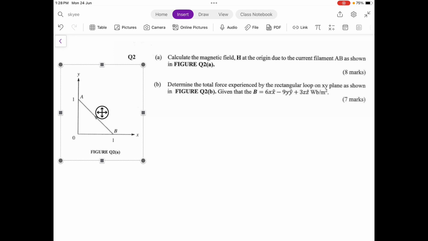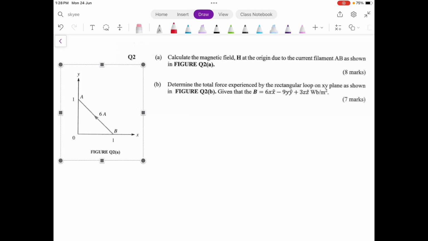So you have to calculate the magnetic field at the origin due to the current filament AB as shown in the figure Q2A. So this is the figure Q2A. Now you have a current filament A and B here. So find the magnetic field. This current filament is a finite current filament.